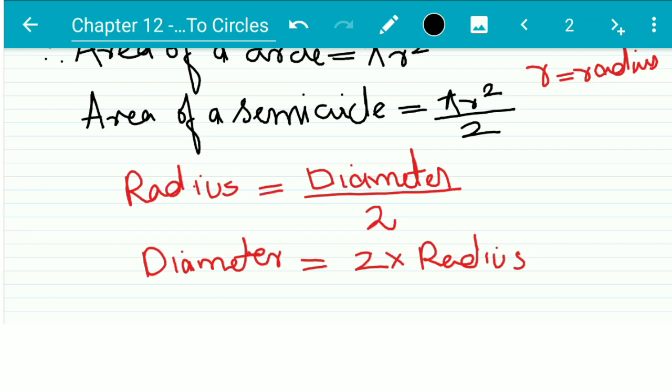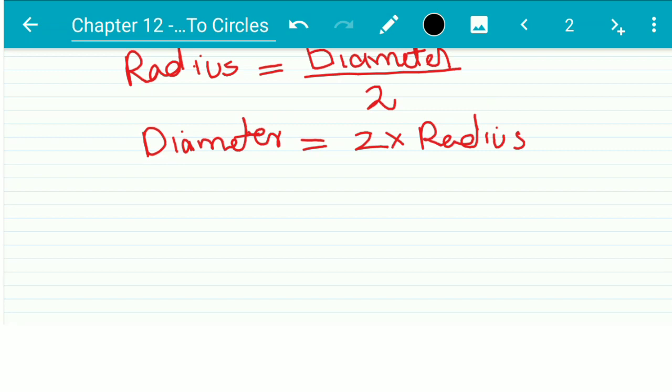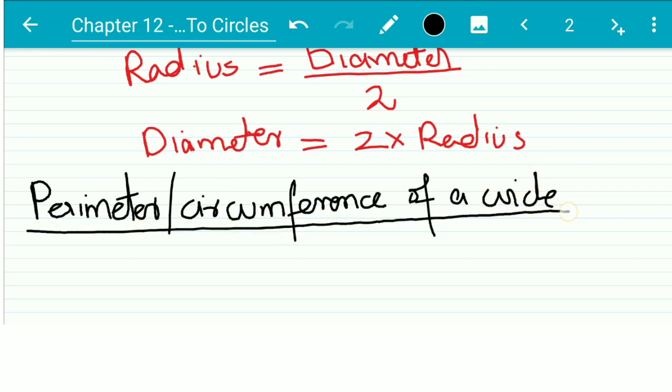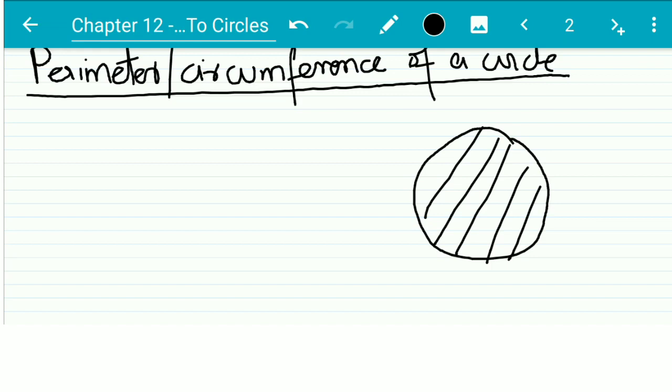Okay, so that's all about the area of a circle. Now comes the perimeter of a circle, or circumference of a circle. So we know that area means the inner portion of a circle. So what will be the perimeter or the circumference? It is the length of this outermost region.